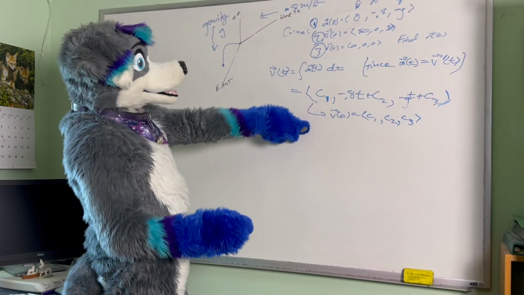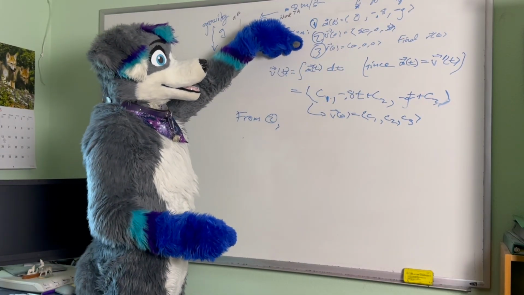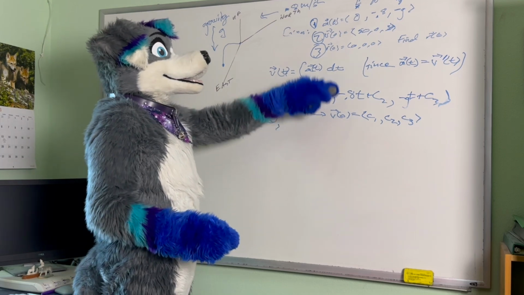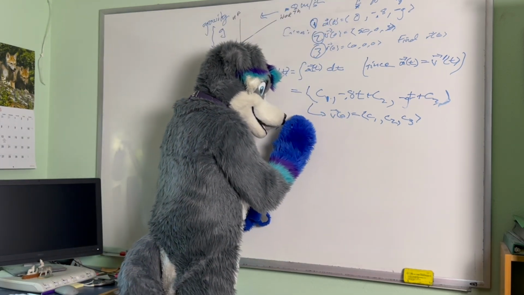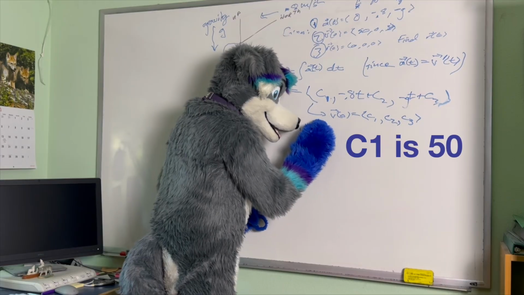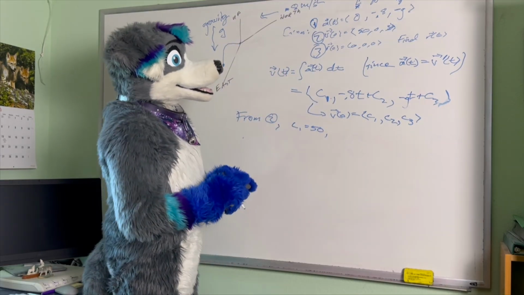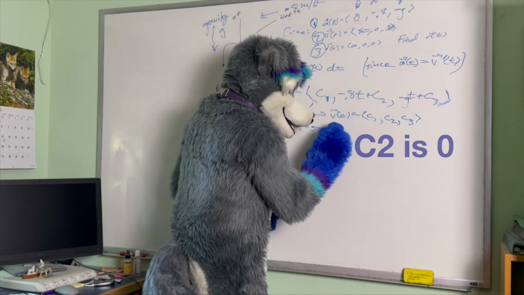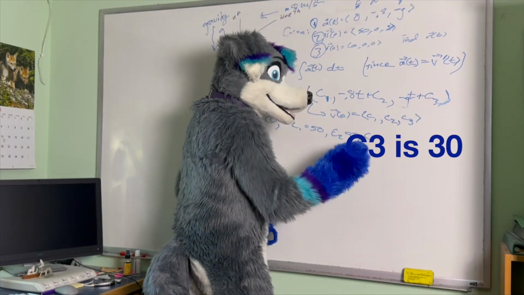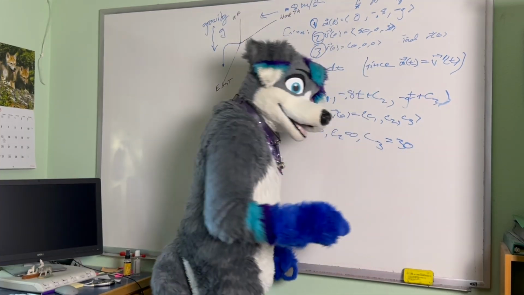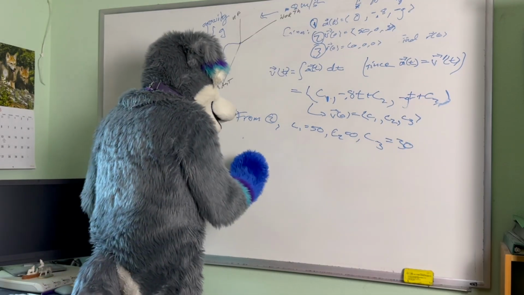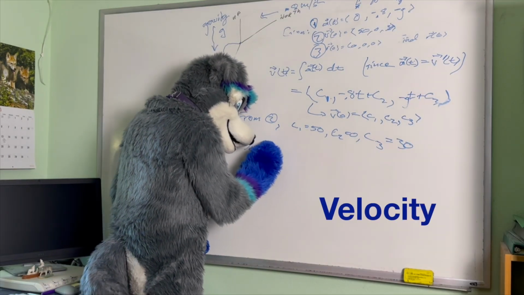But then what we know from 2, whatever this is, it has to equal that. So we get that C1 must be 50. C2 is 0. C3 is 30. That was stupid. I know, Taebyn, why did you do that? I don't know, but that's what I do. I'm just a pup. So we have our velocity function.